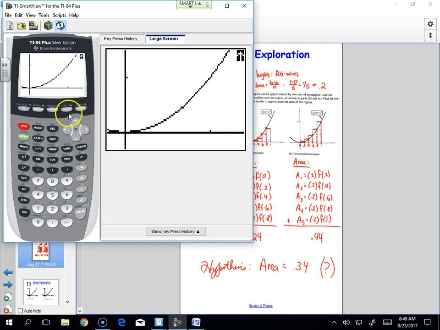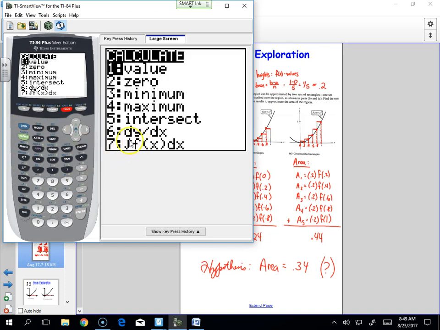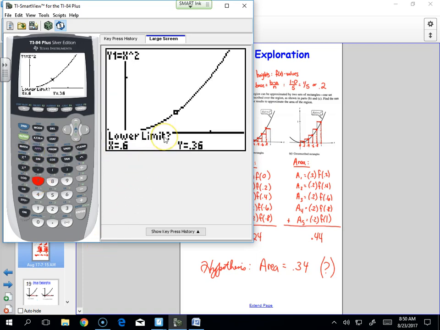You can do second, trace. Do you guys see this little curly Q? Here's the derivative, dy dx, differential y over differential x. This is the derivative, kind of like what we did yesterday with d over dx. Number 7 is the integral, and it's going to ask you lower limit. What's your a? What was the beginning of this region? X equals 0. What's the upper limit? X equals 1.